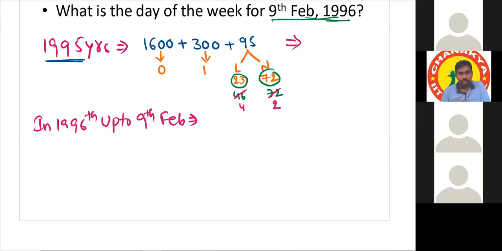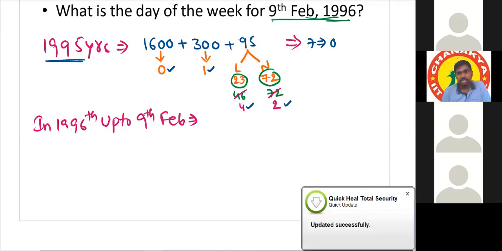Okay, now see, 0 plus 1 plus 4 plus 2 is how much? 7. 7 means no need to consider it, simply we can say zero. There are 0 odd days in 1995 years, correct?